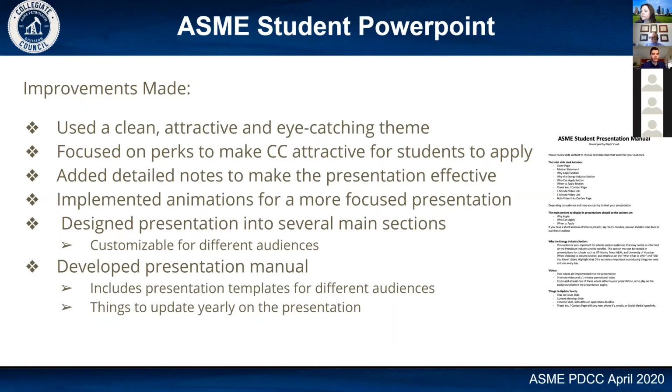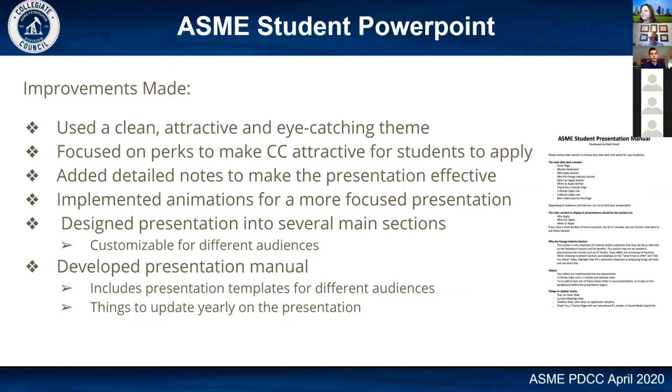I also used animations to make the presentation more focused and have the audience really focus on key points, instead of just getting lost reading ahead instead of listening to the presenter. And I also worked on designing the presentation into several main sections. The goal for that was so anyone could customize the presentation how they want, with the focus being on whether the presenter wants the presentation to be 5 minutes long, 30 minutes long, or what key aspects they want to present.